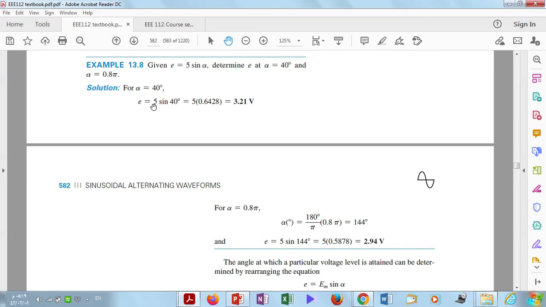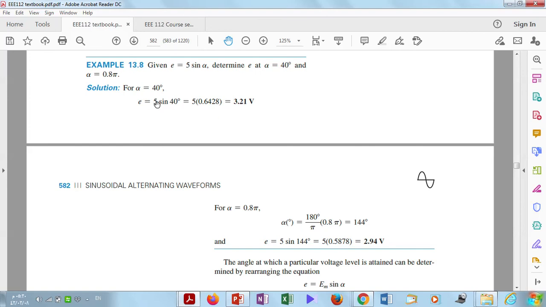Our peak here is 5. We cannot exceed this number. Maximum 5. When we put sine 90, it equals 1. Okay? 1 multiplied by 5 is 5. More than this, you cannot find.